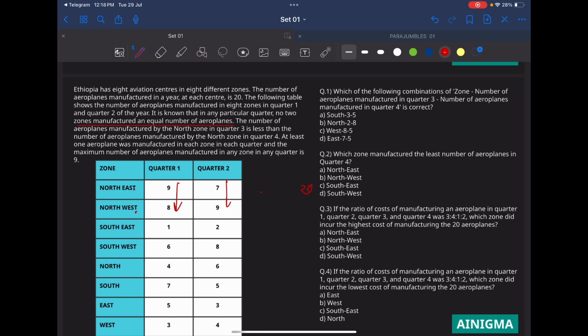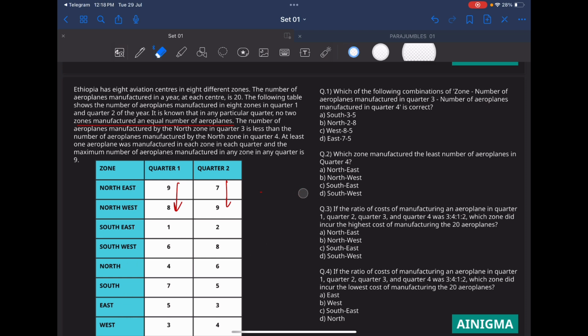The number of aeroplanes manufactured by the north zone in Q3 is less than the number of aeroplanes manufactured by north zone in Q4. At least one aeroplane was manufactured in each zone in each quarter, and the maximum number of aeroplanes manufactured in any zone in any quarter is 9. Okay, so this is being given.